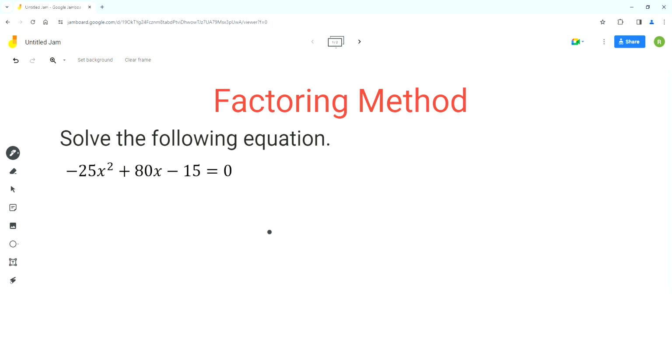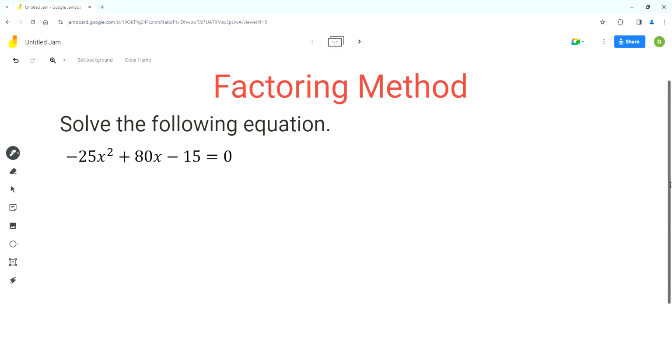Hello everyone. So in this video, we will solve this equation using the factoring method. As you can see, this equation is a quadratic equation. So we'll solve this quadratic equation by factoring.